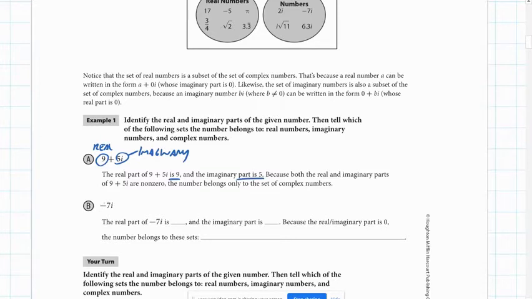So for example B, this only has an imaginary part, so our real part would be 0. So the imaginary part is negative 7i. The real part is 0, and then the imaginary part is negative 7i. And this number belongs to the set of complex numbers because it's real plus imaginary, but it also has just an imaginary part only, so it's also part of imaginary numbers.